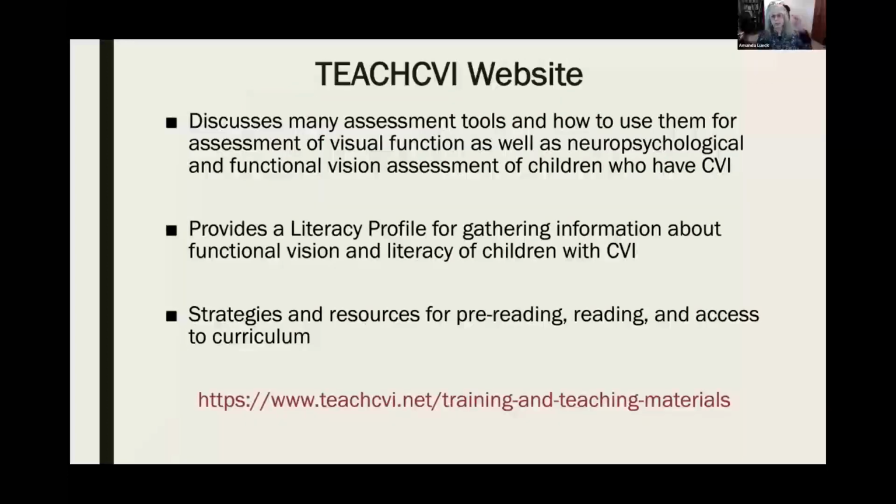Another site is the Teach CVI website. If you haven't looked at this website, it discusses many assessment tools and how to use them for assessment of visual function, as well as neuropsychological and functional vision assessment of children who have CVI. One thing that I particularly like is what they call a literacy profile for gathering information about functional vision and literacy of children with CVI. And they also have strategies and resources for pre-reading, reading, and access to curriculum.